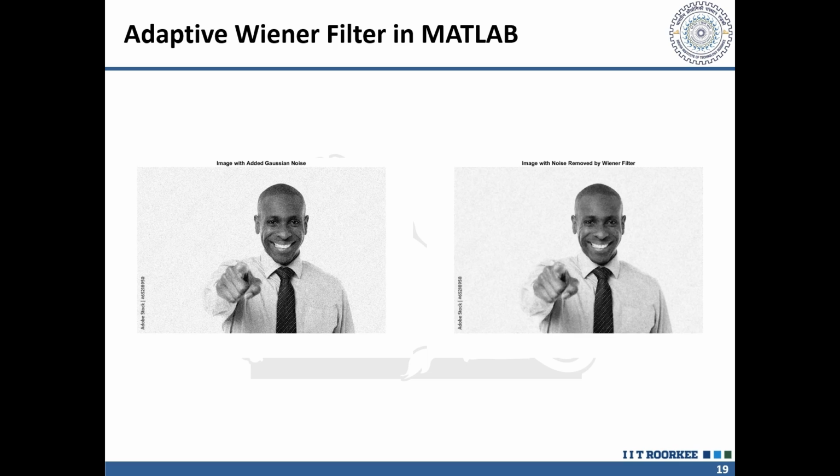While it may not be immediately obvious for those watching this presentation, there is a huge difference between the image with the added Gaussian noise and the image where the Gaussian noise has been removed to some extent by the Wiener filter. The image with the noise removed appears much smoother and is easier on the eyes compared to the image with the Gaussian noise.